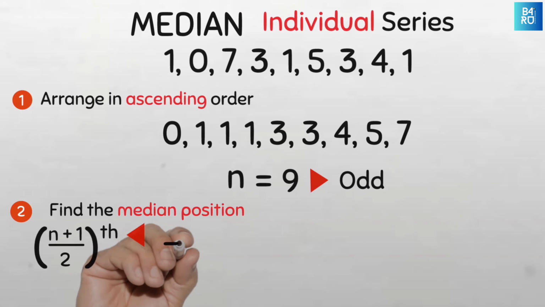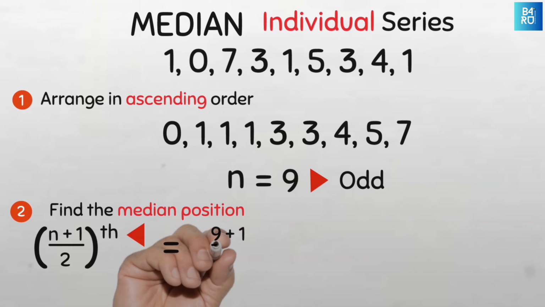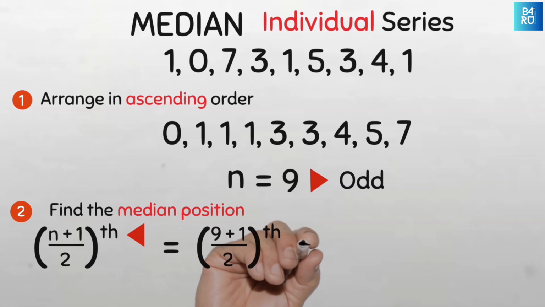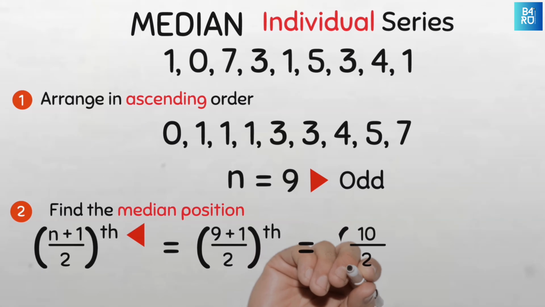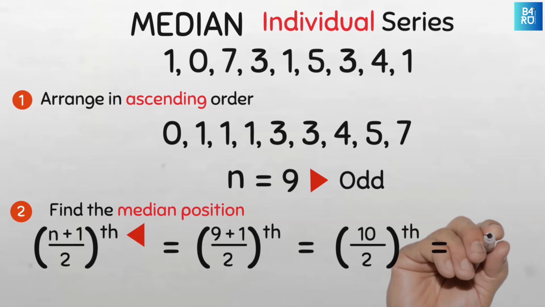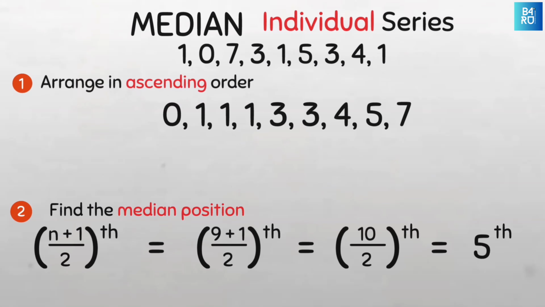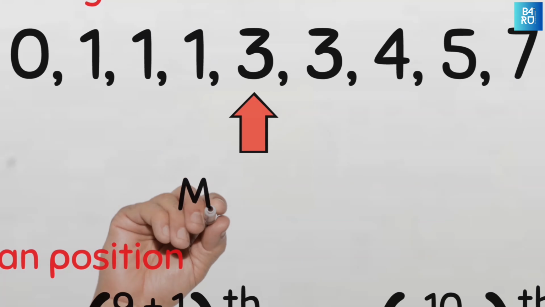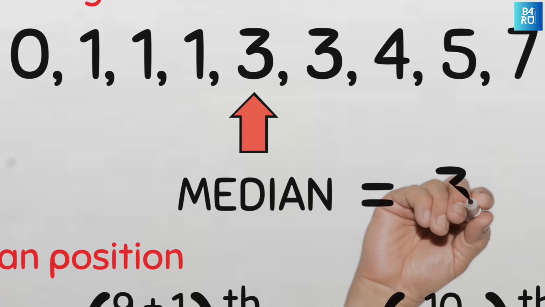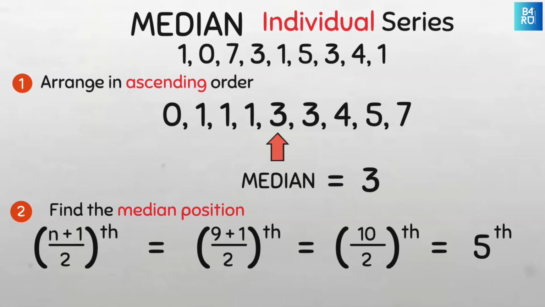So the median position will be n, which is 9, plus 1, all divided by 2. That's 10 divided by 2, which will give us 5. So our median is going to be on the 5th position. Awesome. So let's count. 1, 2, 3, 4, 5. And the value of our median is 3. Easy peasy. So this is how to easily compute the median for individual series data.